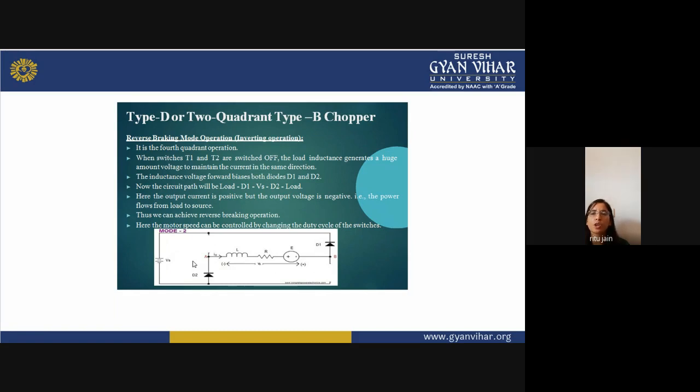So this type of chopper can be used for reverse braking operation of motor. Hence the motor speed can be controlled by changing the duty cycle of the switches. So this is a very important application of this type D chopper. It can be used for reverse braking operation of the motor, which can control the speed of your motor.